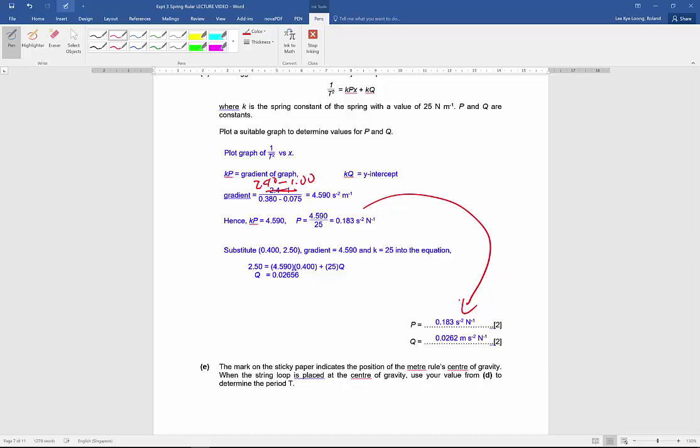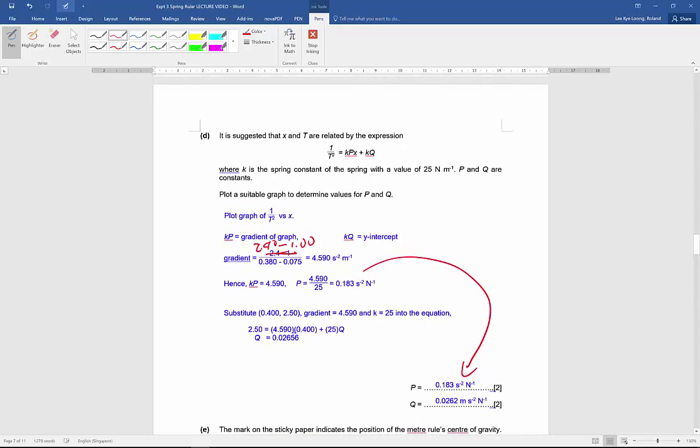P and Q both have unit. You need to ascertain what is a unit. I can assure you, if P and Q have unit, and in your final answer you did not write the unit, you have to be penalized. Okay, so this is very important. So work out the unit. So how do you work out the unit? The unit of 1 over t square is per second square.